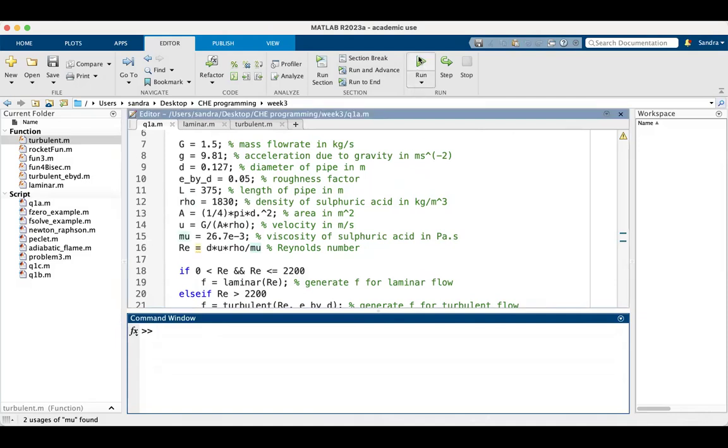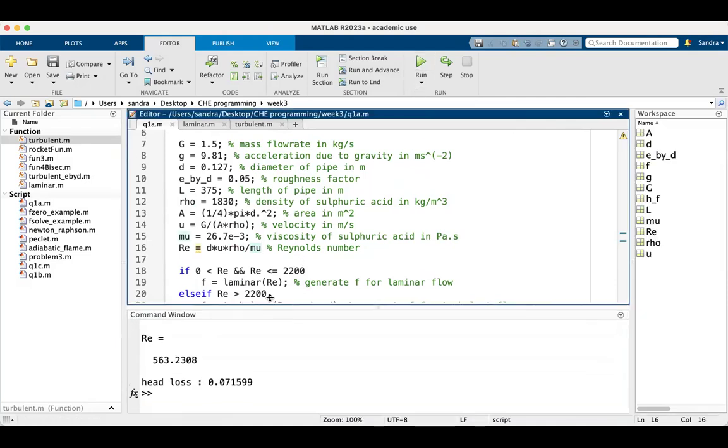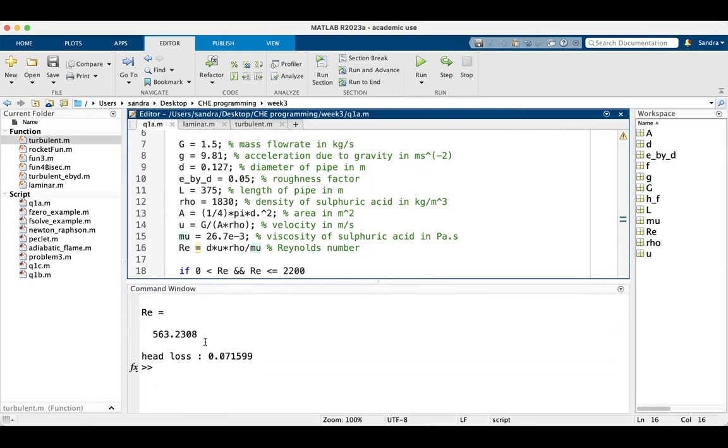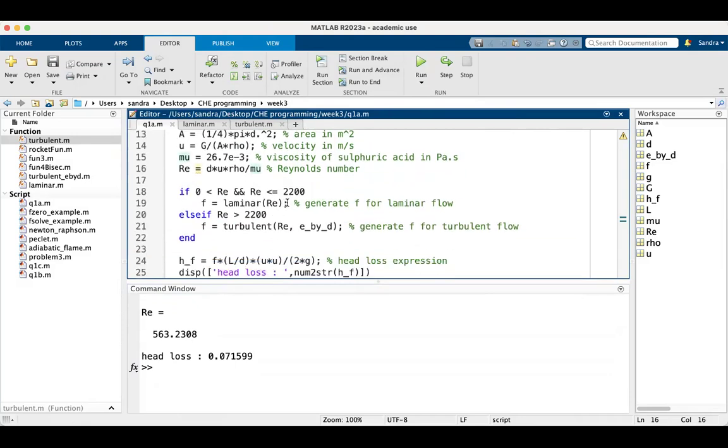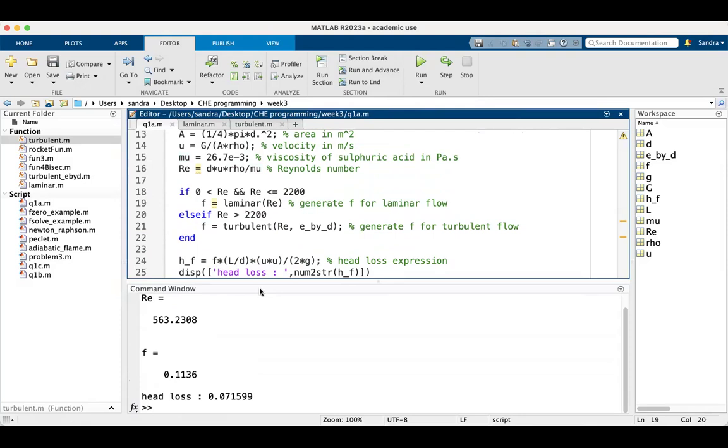Now let me run this for you. The Reynolds number is 5632308. Obviously, it falls in the laminar region. I've removed the semicolon so that it is printed here. Let me run this again. For the Reynolds number 5632308, the friction factor obtained, using 64 by Re, the formula that we used, is 0.1136. And for this friction factor, the head loss is 0.071599. Is this clear? Any questions?